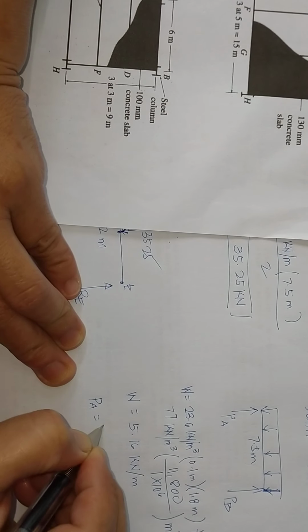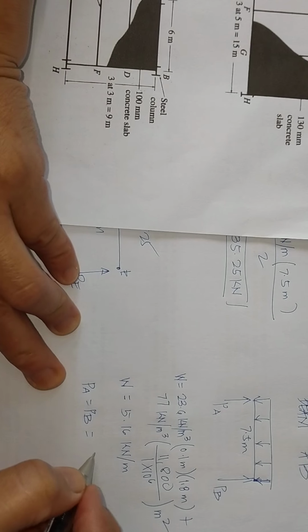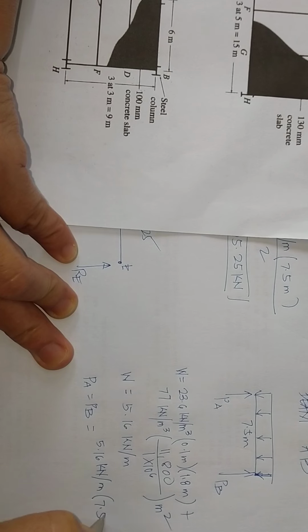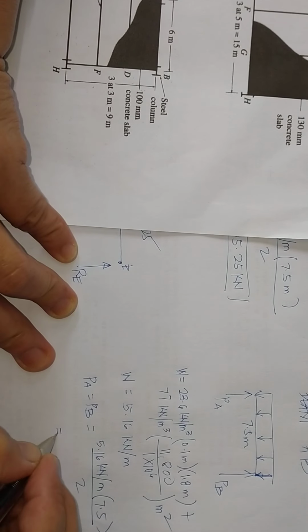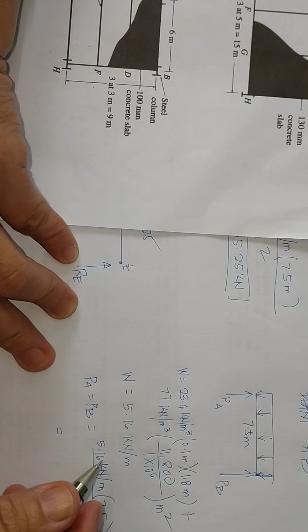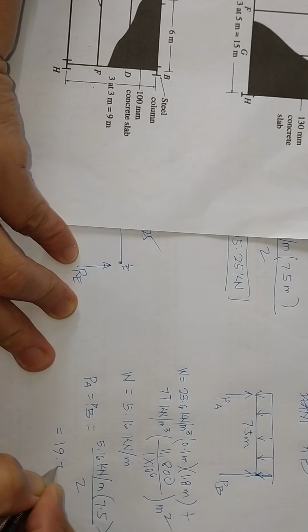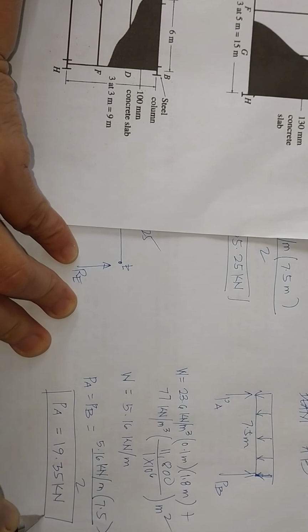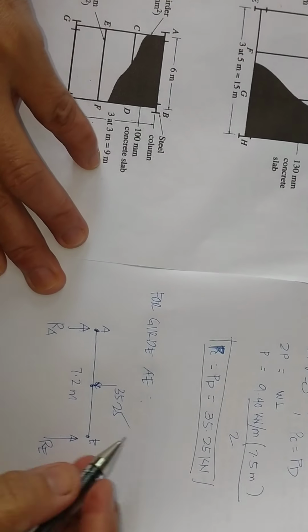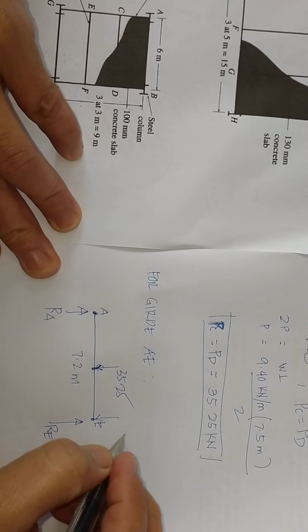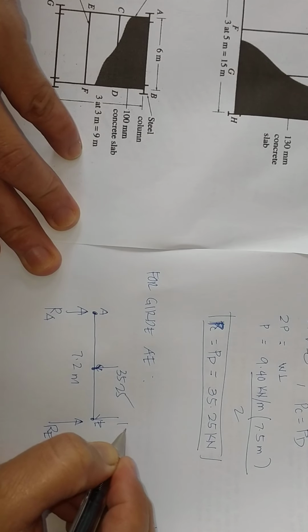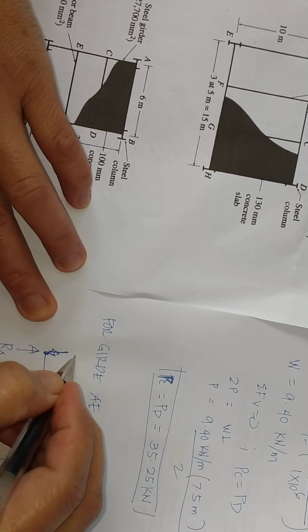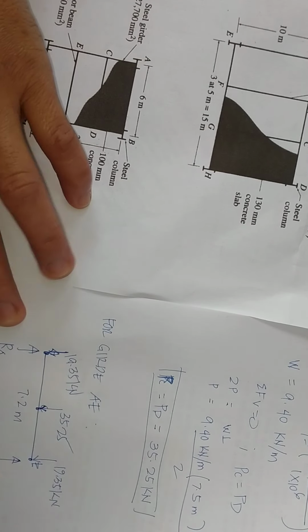Solving for PA equals PB, symmetrical also, will be 5.16 kilonewton per meter multiplied by 7.5 over 2, equals 19.35 kilonewton. That is PA and PB. So here, the concentrated load at point E is 19.35 kilonewton. Concentrated load at point A is 19.35 kilonewton.